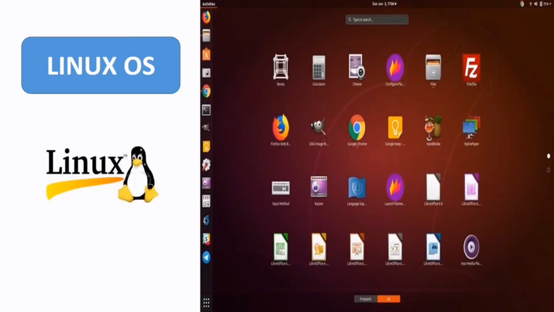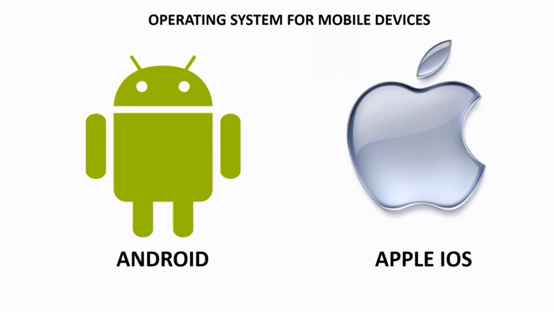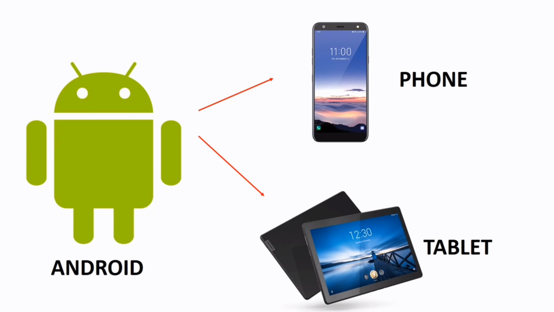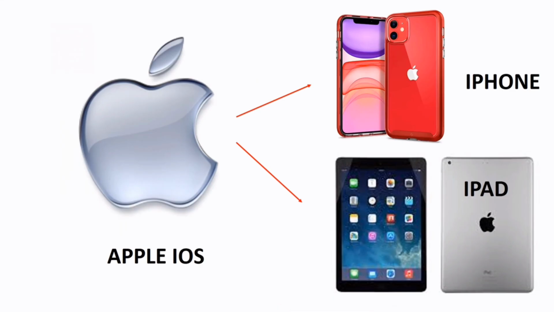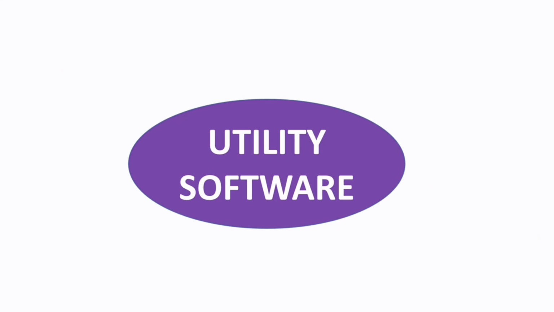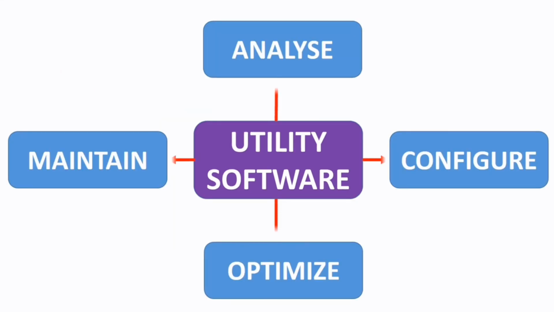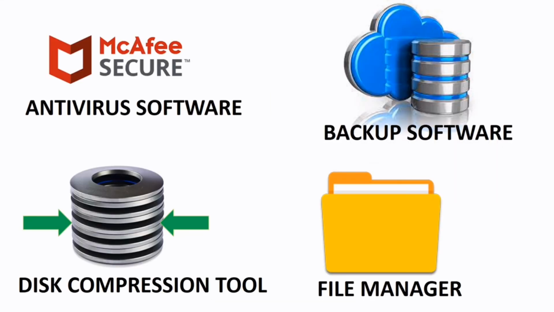Linux is a free operating system that can be downloaded from the Internet. It was developed by Linus Torvalds. Operating systems for mobile devices are Android and Apple iOS. Android is the most common mobile operating system used for mobile phones and tablets. iOS is used on iPhone and iPad. Utility software. Utility software is software used to analyze, configure, optimize and maintain the computer. Examples of utility software are antivirus software, backup software, disk compression tools, and file managers.